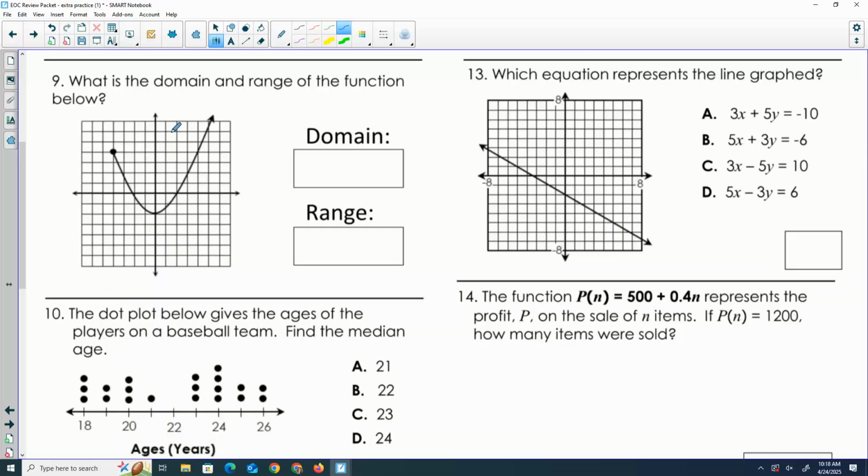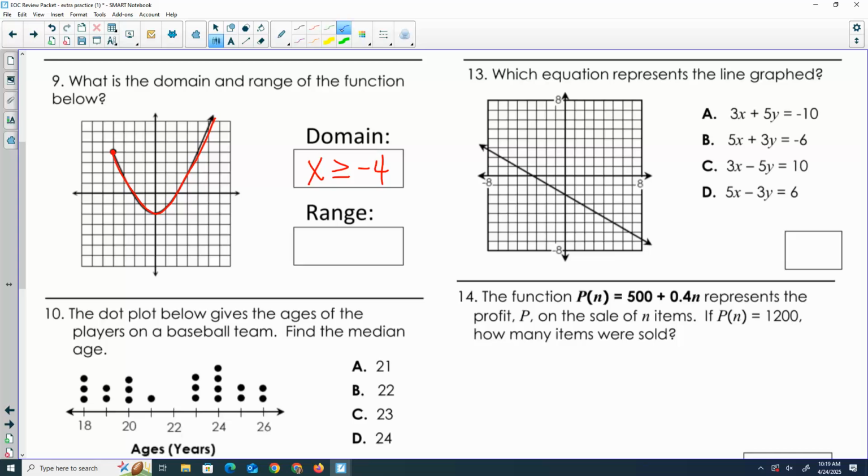Alright, domain. Domain is talking about x, so it goes from left to right. So if I'm starting from the left, the first x we hit is right here at negative 4. And then we hit everything after that. So my domain, x's are getting larger. It's a closed circle, so it's equal to negative 4.